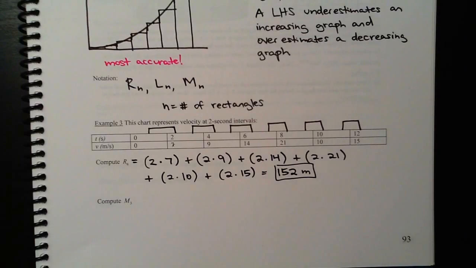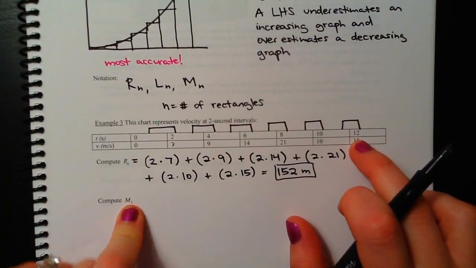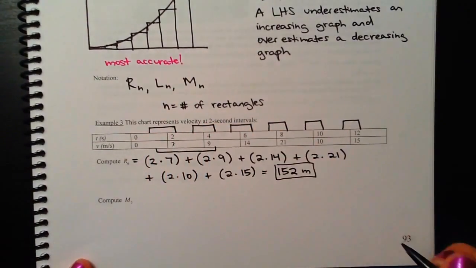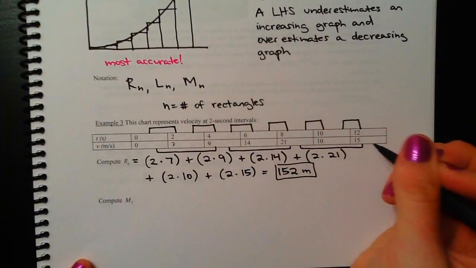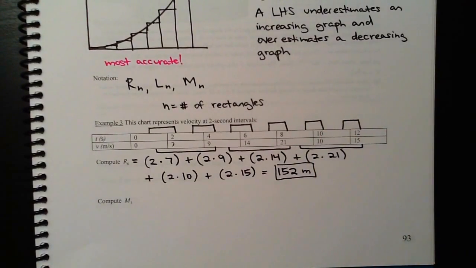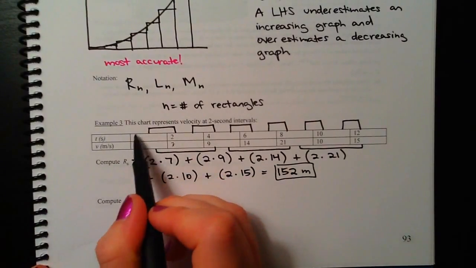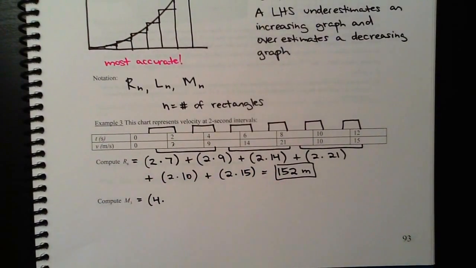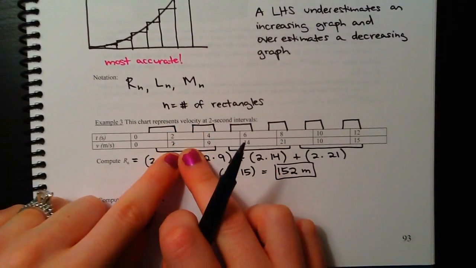Okay, now M3. From 0 to 12, we're going to split it into 3 intervals, which means we're going to go by 4 seconds. So here we're going to go from 0 all the way to 4, then from 4 to 8, and then from 8 to 12. Okay, so an M3 means we're going to use the midpoint. So first rectangle, we're going from 0 to 4. The width is 4. It's 4 seconds long. And then when we go from 0 to 4, we use the middle velocity, which is 7.